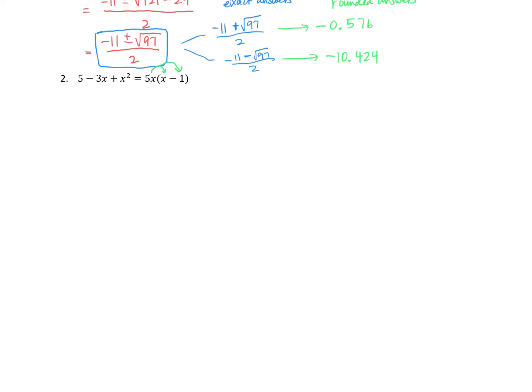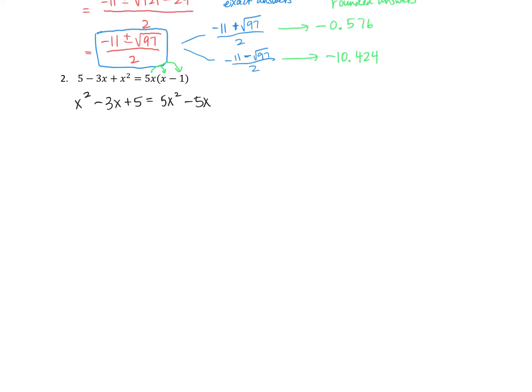So first, let's distribute on the right-hand side. The left-hand side, I could put it in descending order if I wanted. So x squared minus 3x plus 5 is equal to 5x squared minus 5x. Okay, and so now I want to combine everything on one side because it's a quadratic equation, and I'm going to try to use the formula.